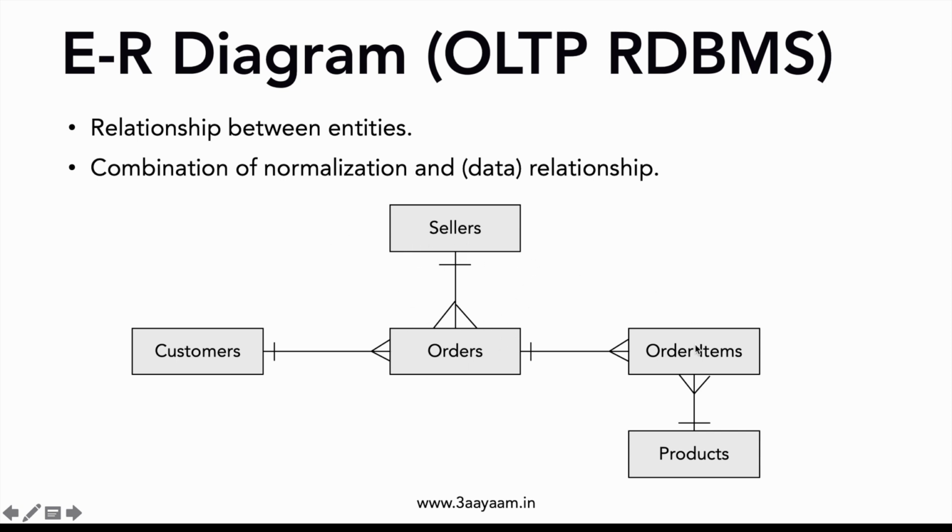But typically, there would be a relationship between sellers and order items. So for each order item, there can be only one seller, but for each seller record, there can be multiple order items. So the relationship would be like this: one to many between sellers and order items, and many to one between order items and sellers. So this is what an ER diagram is, and it is used to represent the relationship between entities in OLTP relational databases.